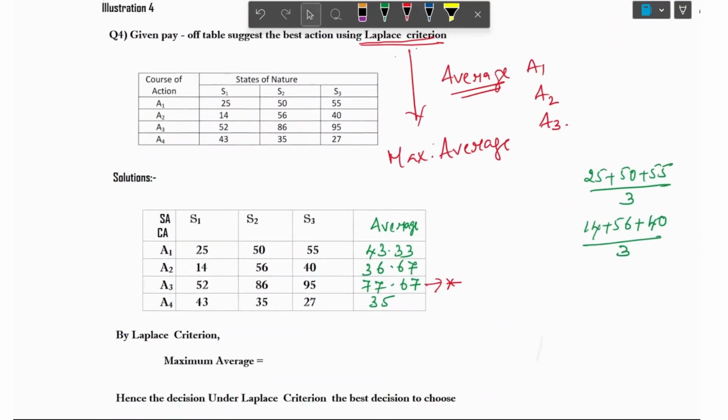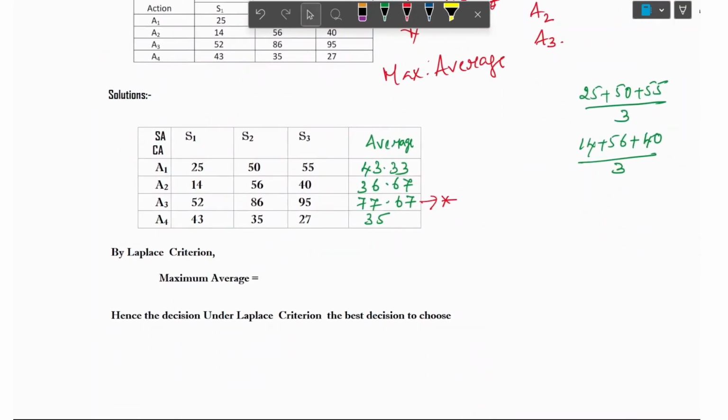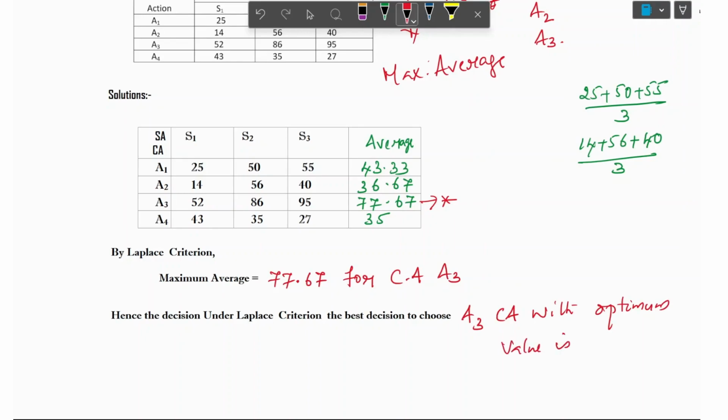Therefore here, how do you conclude it? By Laplace criterion, maximum average. What is the maximum average? 77.67. That is for which course of action? Course of action A3. And hence the decision under Laplace criterion, the best decision is to choose A3 as a course of action with optimum or maximum value, you can write, is 77.67.